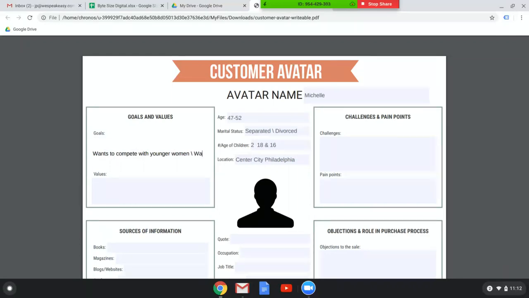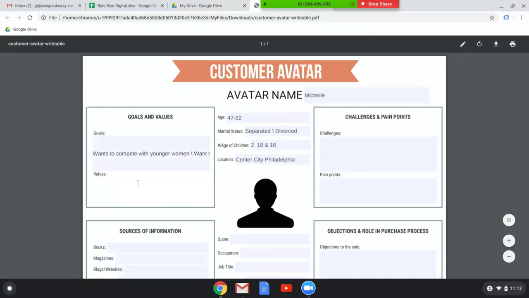They want to feel younger and sexy, and they want to get in better shape. Their values: they feel like they're a good person who's going through a rough experience. They want to enjoy life again, and they're willing to pay for quality.